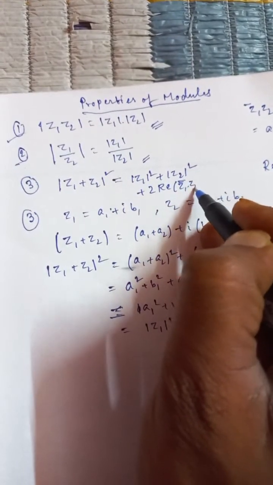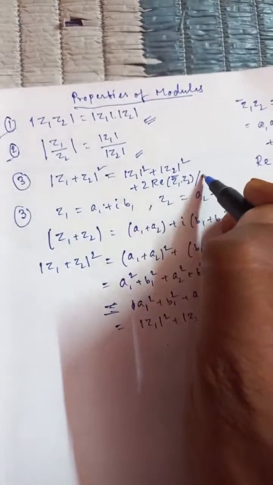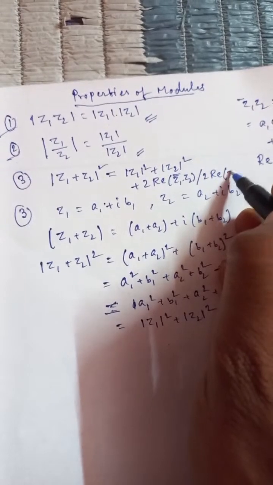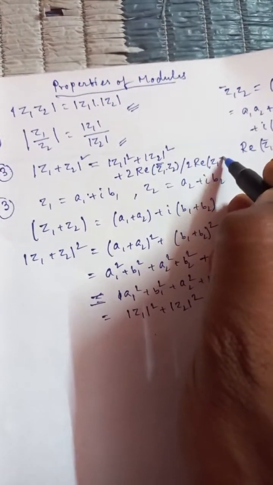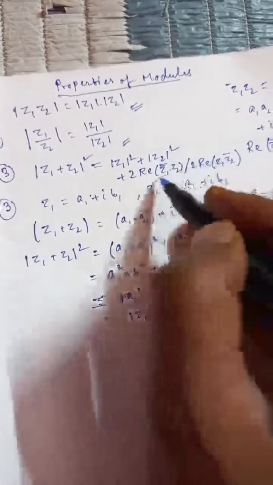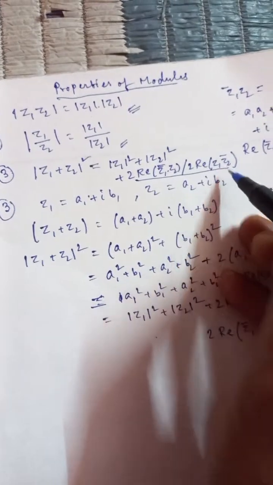or 2 into real part of z1 z2 bar. So any one from these two you can take.